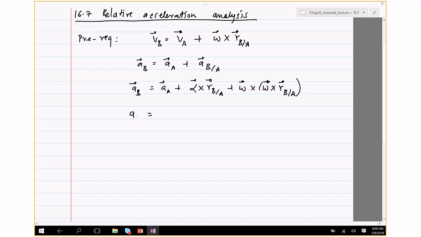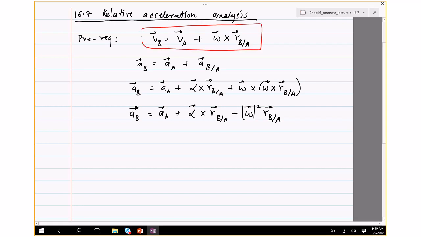So it turns out that you can simplify this formula a little bit. The last term, which has two cross products, can be written down as minus omega square rB with respect to A. So this is the formula from previous part, and this is the formula we'll use.